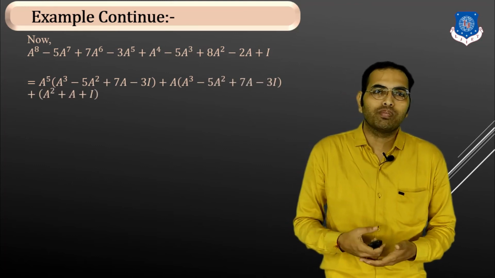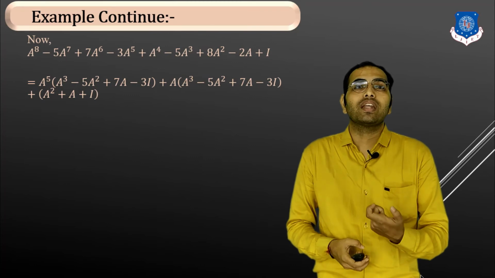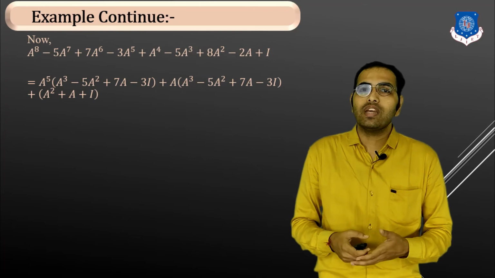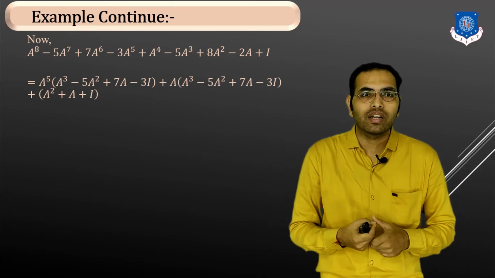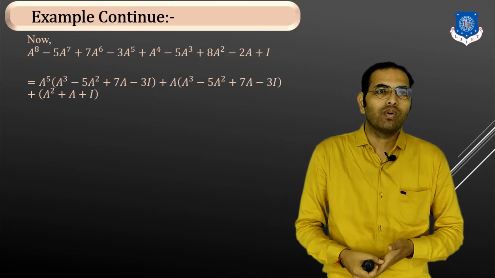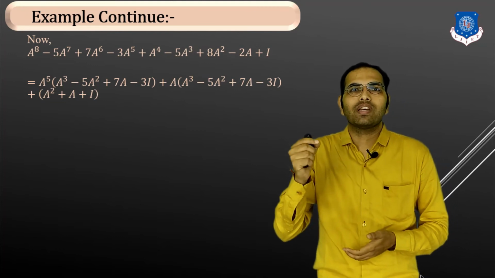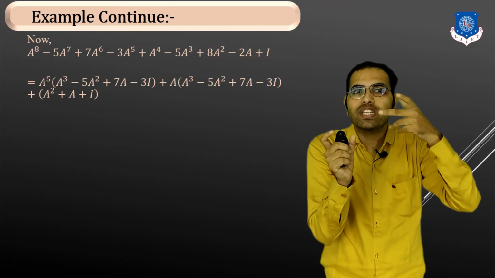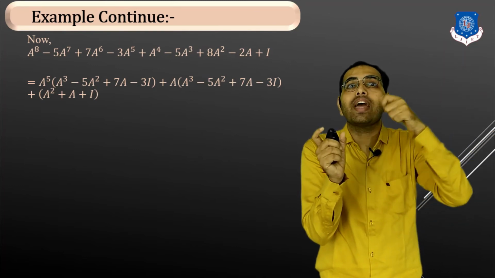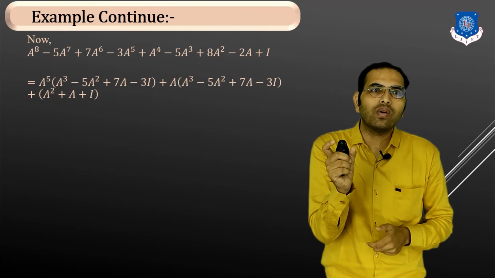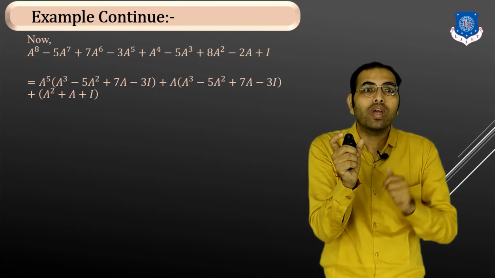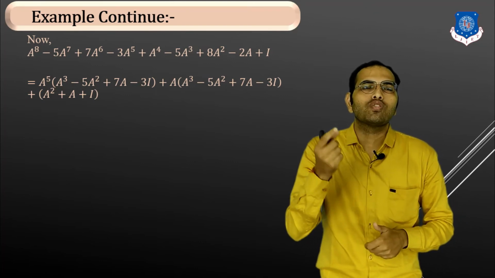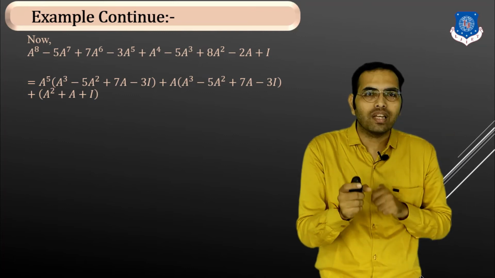For the simplification of that, we use the characteristic equation, that is A^3 - 5A^2 + 7A - 3I. Here, with the help of the term adjustment method, we can easily identify. Then A^3 - 5A^2 + 7A - 3I into the first term, which is A^8. The term which is multiplied with A^3 to get A^8 is obviously A^5. Then A^5 into A^3 is A^8, then -5A^7 + 7A^6 - 3A^5. Then the first four terms we get easily.